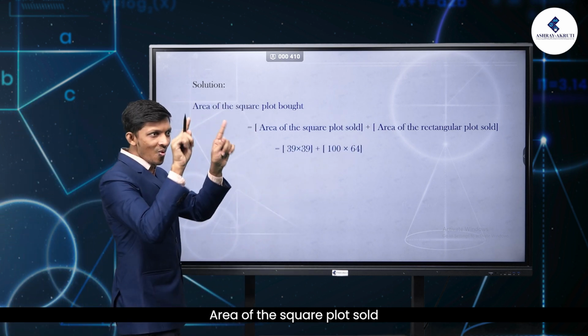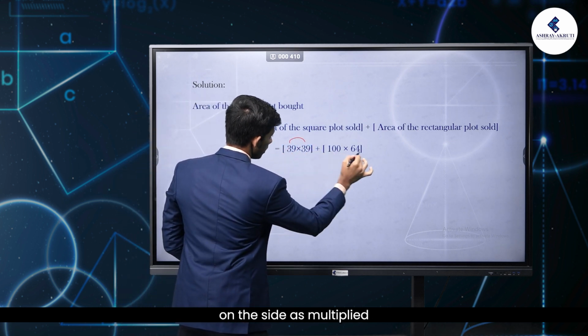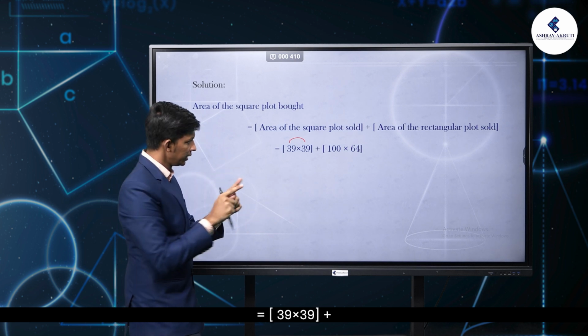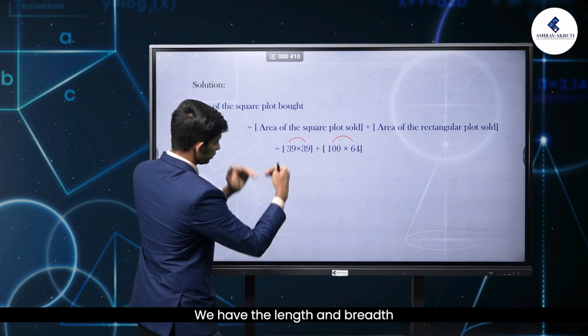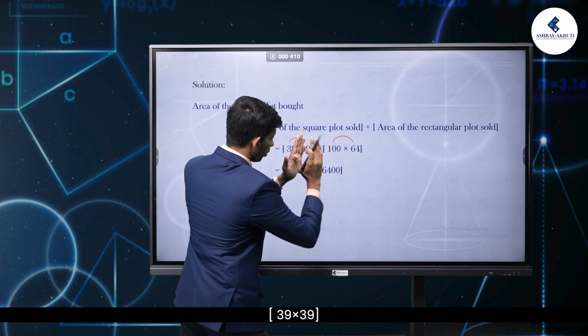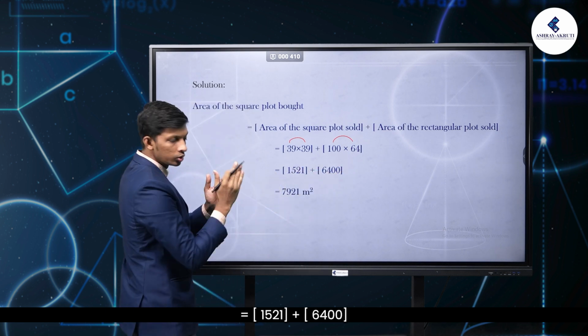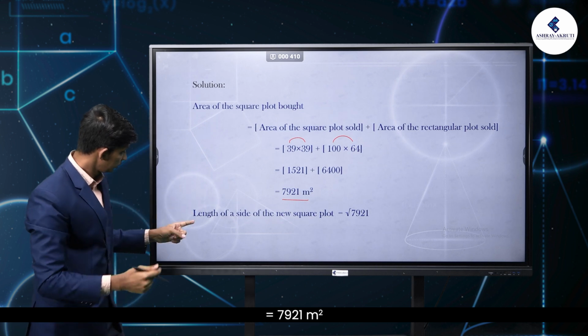Area of the square plot sold, the side is multiplied twice, 39 into 39, plus area of the rectangular plot sold, we have the length and breadth, 100 into 64. 39 into 39 gives us 1521 plus 100 into 64 is 6400. Adding them up, we get 7921 meters squared.